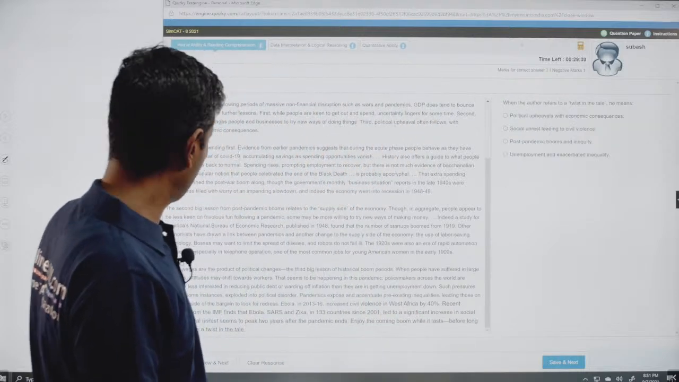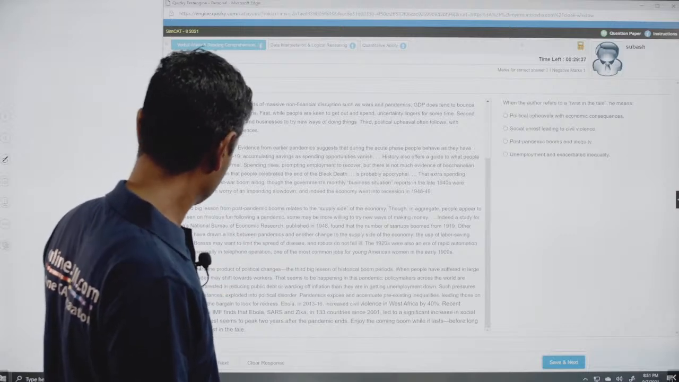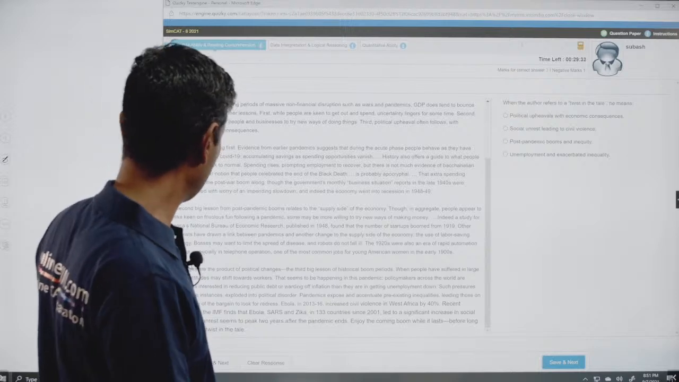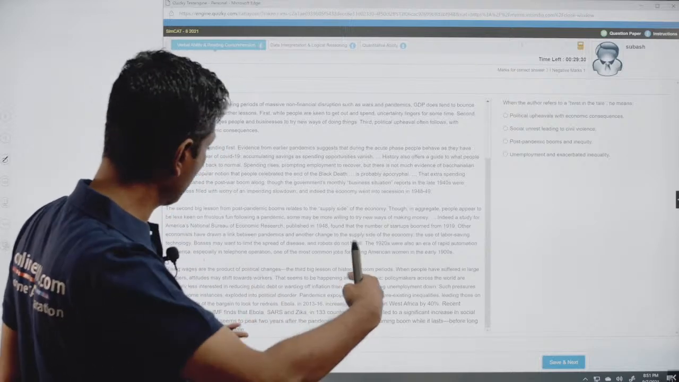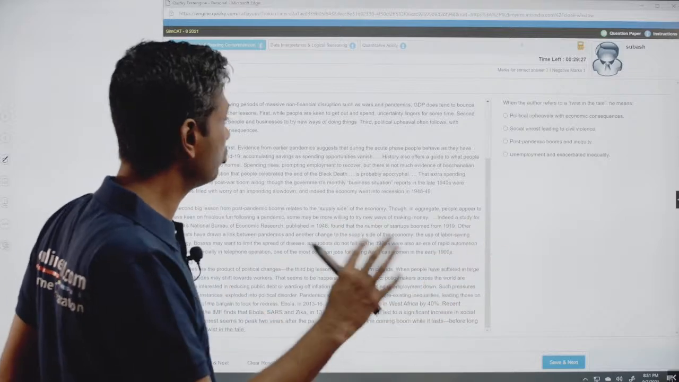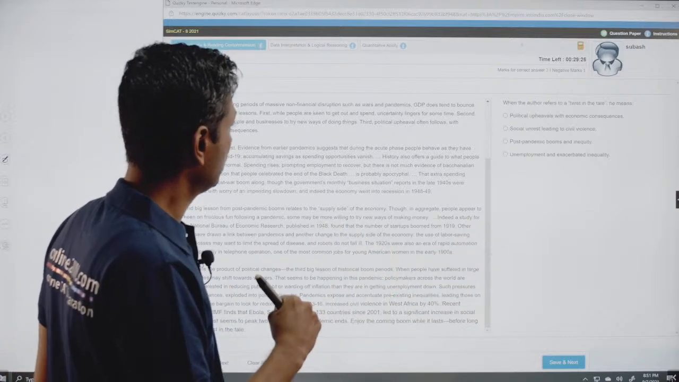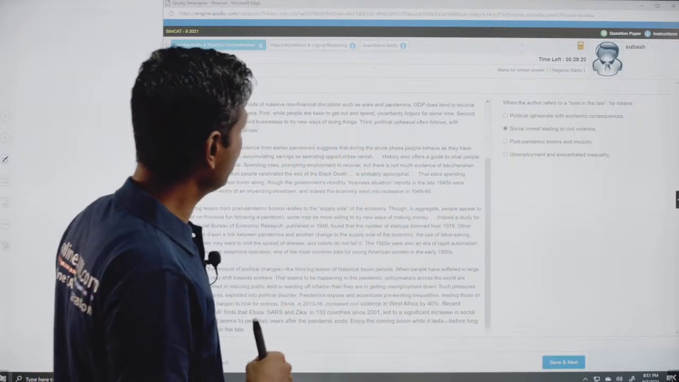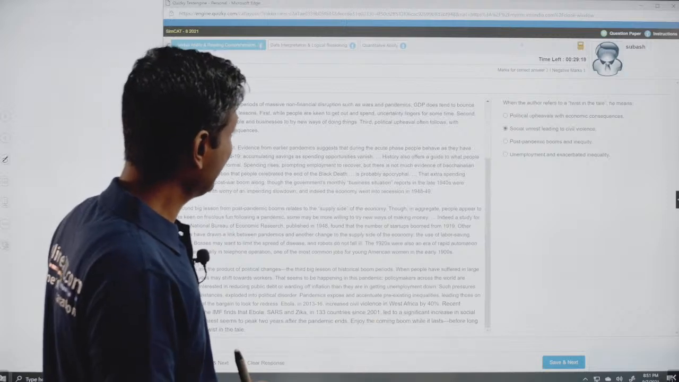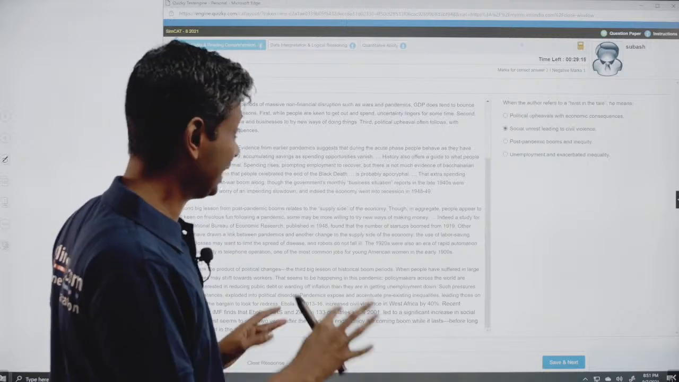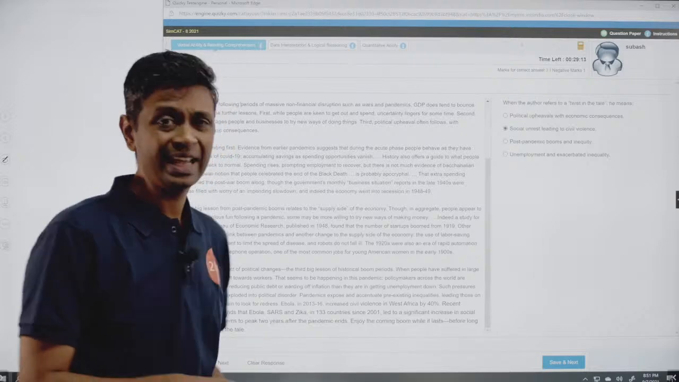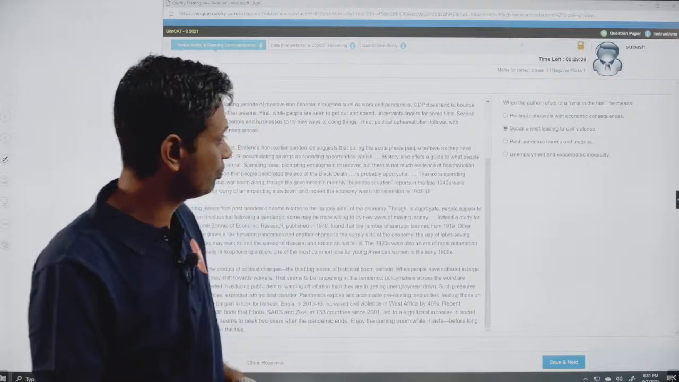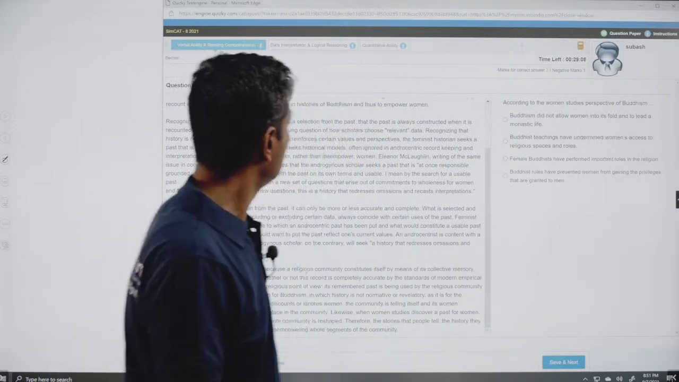When the author refers to a twist in the tale, which just comes right at the end, he means political upheavals with economic consequences? No, I think he talks about potential social unrest a while later. Enjoy the boom, but unrest is probably coming. Social unrest leading to civil violence. I like this. Post-pandemic booms and inequity, that's too broad. Unemployment and exacerbated inequality, too broad. That can happen. But a twist in the tale is, enjoy the boom, unrest is coming. Civil unrest is likely to come, enjoy the boom now. I'm confident with this. Lovely.